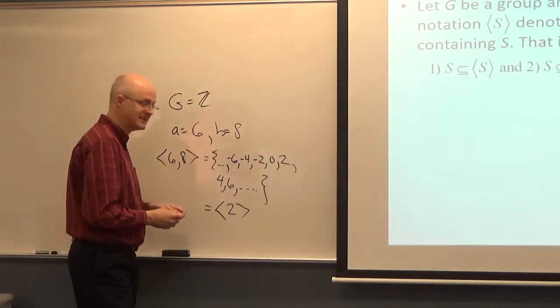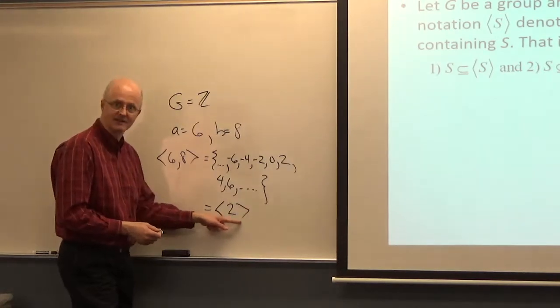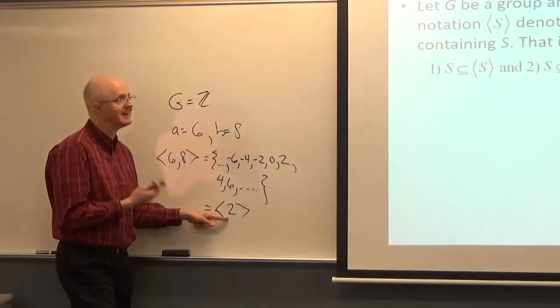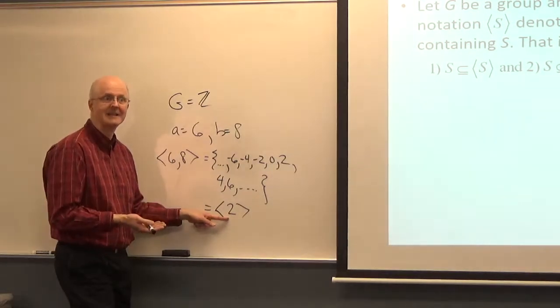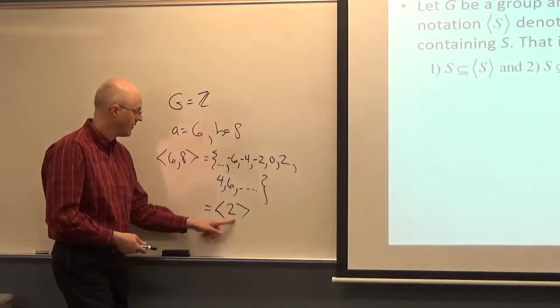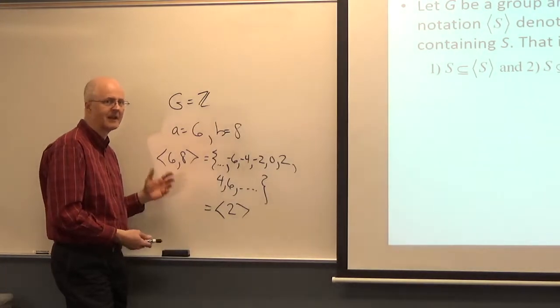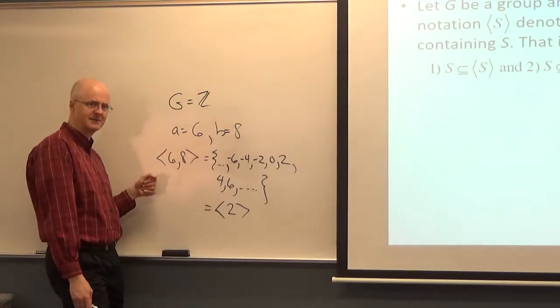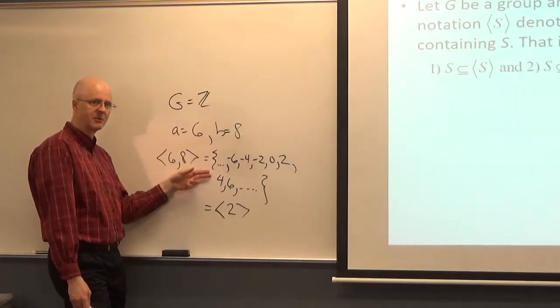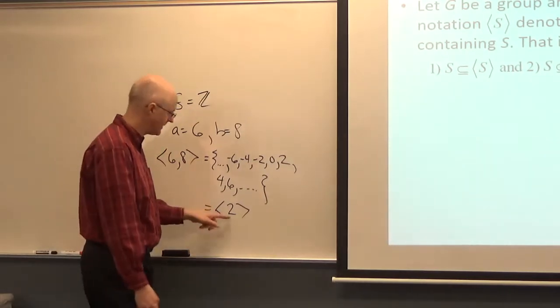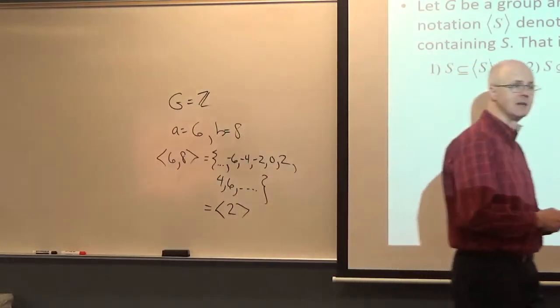By the way, the notation is consistent. This is the smallest subgroup of Z containing 2 as well. The idea of the smallest subgroup containing the set does work in the situation where we're talking about a cyclic subgroup. Does that make sense? It's not a proof, but hopefully it makes intuitive sense. This is the smallest subgroup of Z that's going to contain both 6 and 8. It also happens to be the smallest subgroup of Z containing 2.